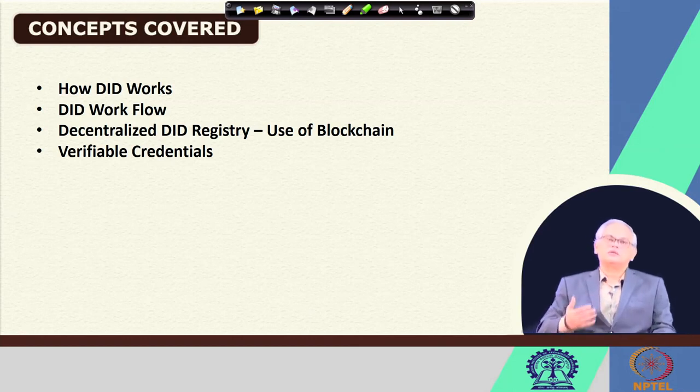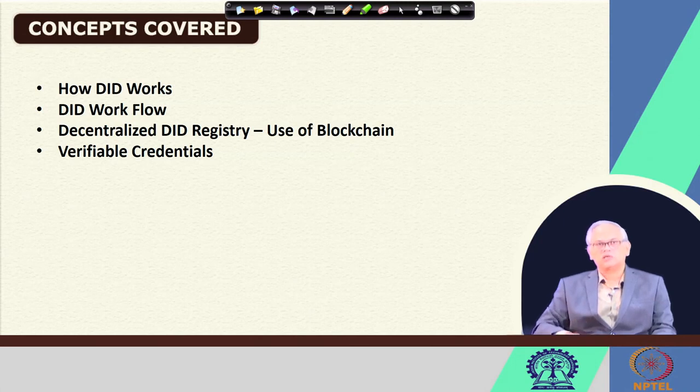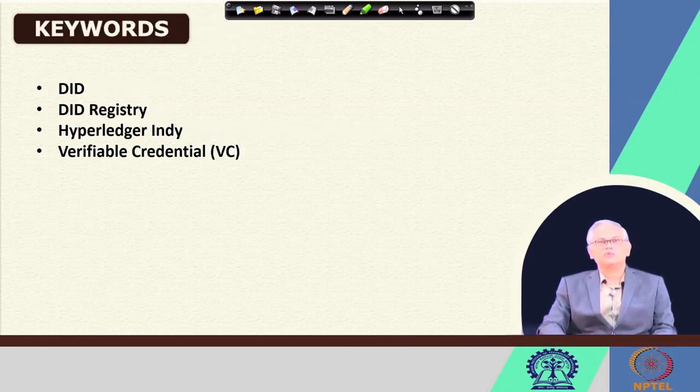And there are other web resources also that you can make use of. So, today we will see what is the overall workflow of DID, and then how blockchains can possibly be used for implementing a decentralized DID registry, and then we will introduce the concept of what are called verifiable credentials. So, the keywords for today's lecture are DID, of course, DID registry, a particular type of blockchain called Hyperledger Indy, and then verifiable credentials or VCs.